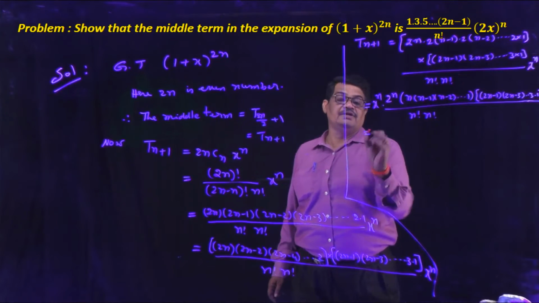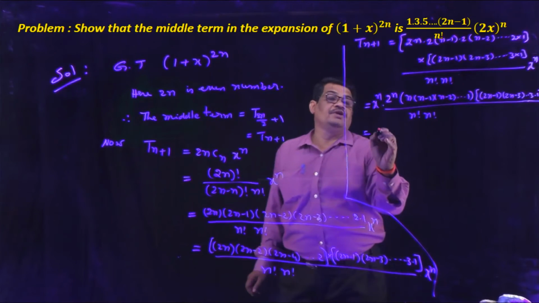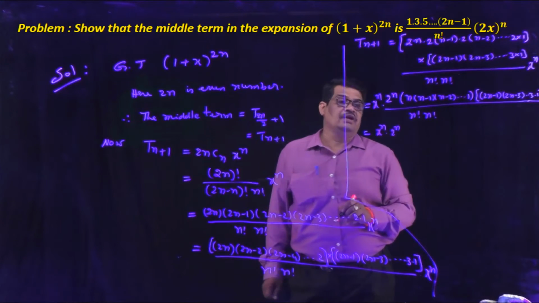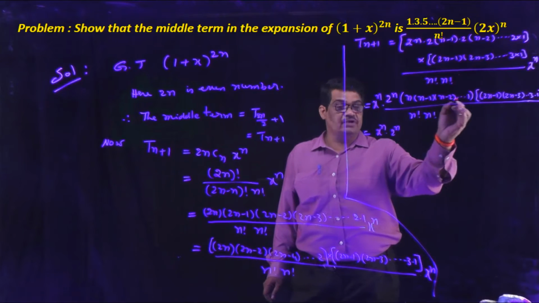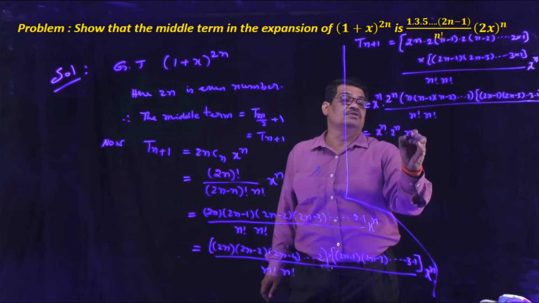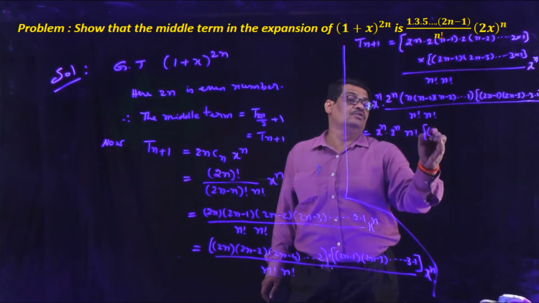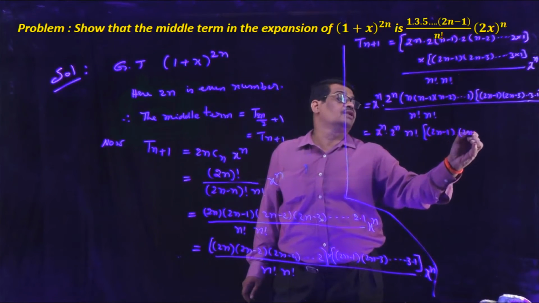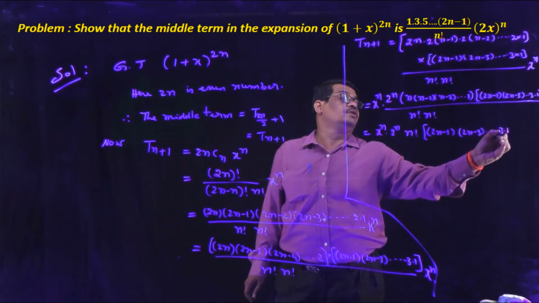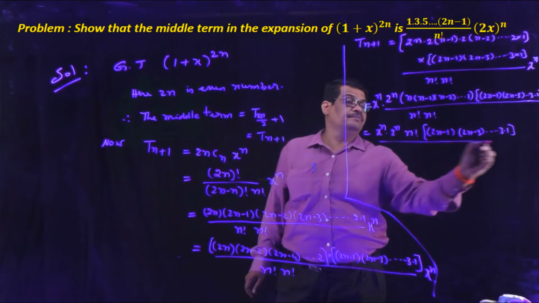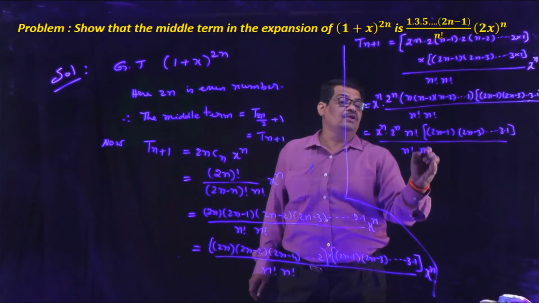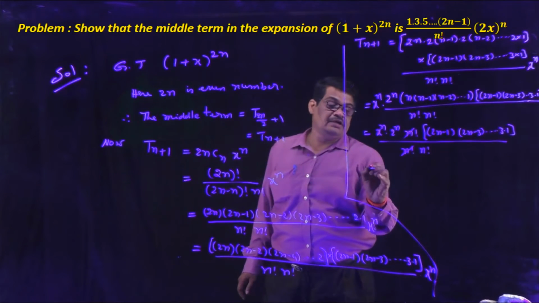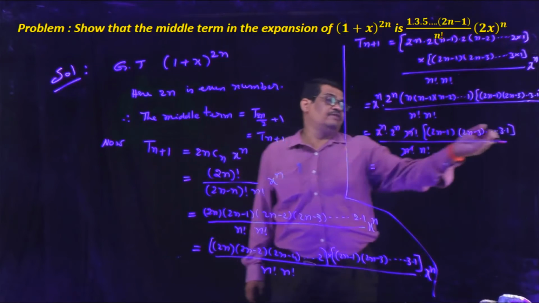That is equal to x to the power of n into 2 to the power of n into n into (n minus 1), (n minus 2) and so on up to 1, that is n factorial, into 2n minus 1 into 2n minus 3 and so on up to 3 into 1, by n factorial into n factorial. One n factorial will be cancelled. So the remaining terms we are writing left to right.